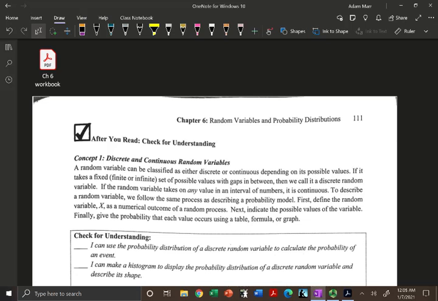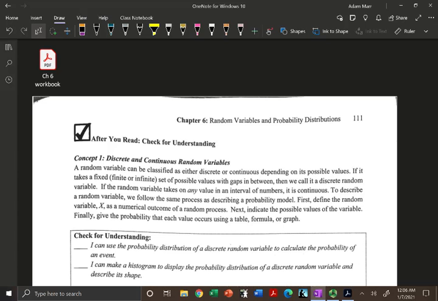A random variable can be classified as either discrete or continuous depending on its possible values. If it takes a fixed, finite, or infinite set of possible values with gaps in between, then we call it a discrete random variable. The examples I gave were age, number of people, or even shoe size, right? You can have decimals for discrete, they just have to have gaps between them. Shoe size usually goes by halves: 6, 6.5, 7, 7.5.